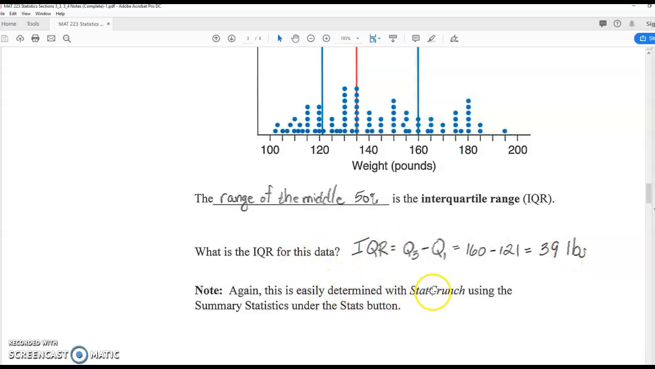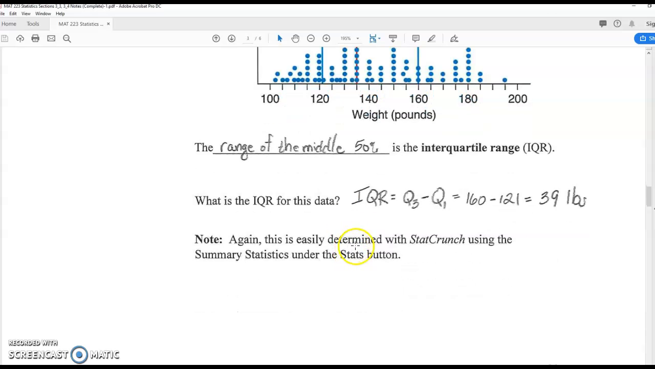Again, this will be easily determined by StatCrunch. You don't have to look at a chart and figure it out yourself. I will show you how to do that in just a bit.